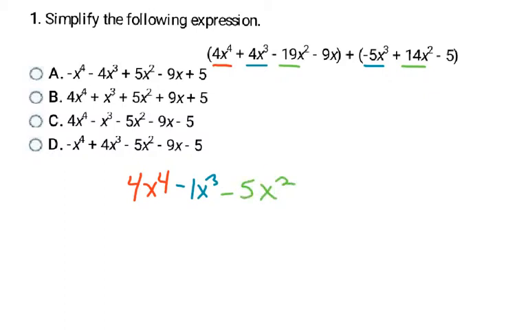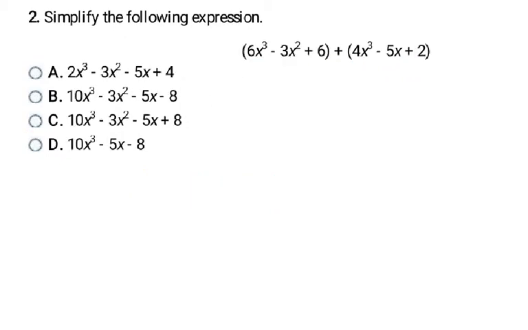And then next I have my x. It's the only x, because I don't have any x's in the second part, so I just have a minus 9x. And then my last one is my minus 5 here. It's my only number, so I just continue to have a minus 5. And so here I've combined all my like terms, so that's going to be my final answer, which is C.